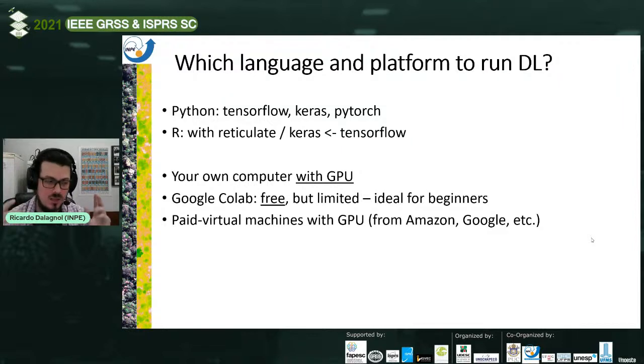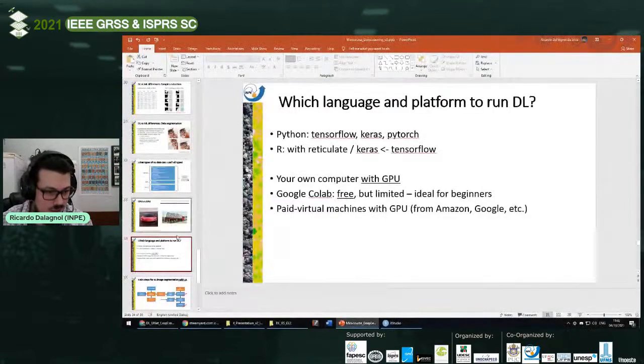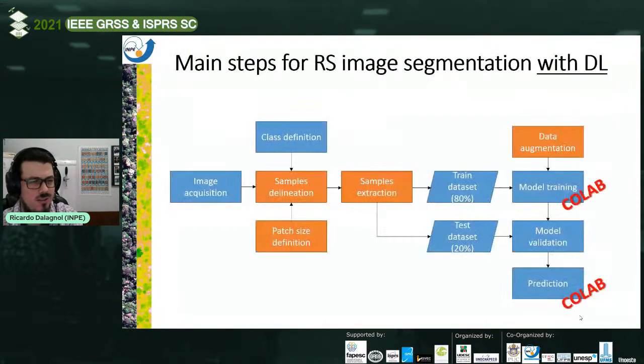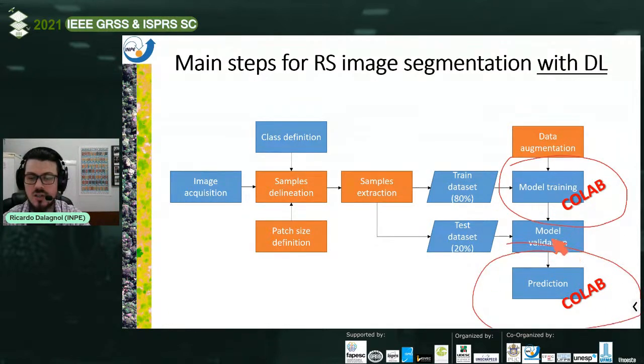And another thing, when Raul asked me to bring you this lecture, he wanted to run everything in the cloud. Let me see. Oh, the slide is a bit too far. Sorry, I'll get to that in a while. So just getting back to this slide, the part where you need the GPU is model training and model prediction. These are the two steps you will likely not be able to do with only a CPU. You need a GPU.